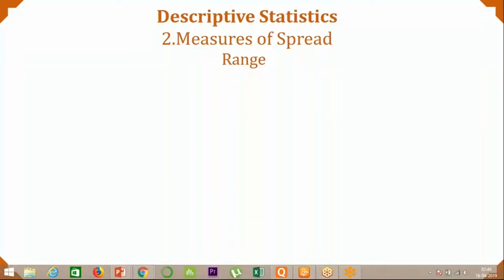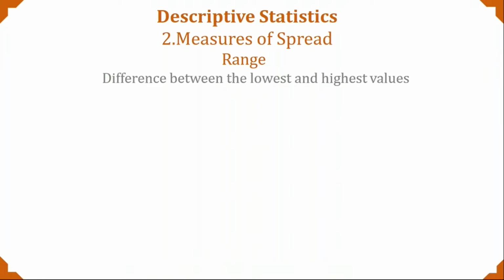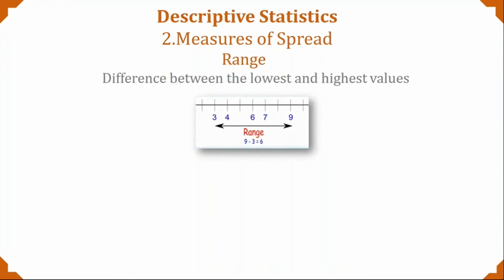Range. So what is the range? Can anybody tell me the range? By the name itself you can tell that. The range is the difference between your lowest value and your highest value in the data set. This is the simplest measure of spread. So it is the difference between the lowest and the highest value.